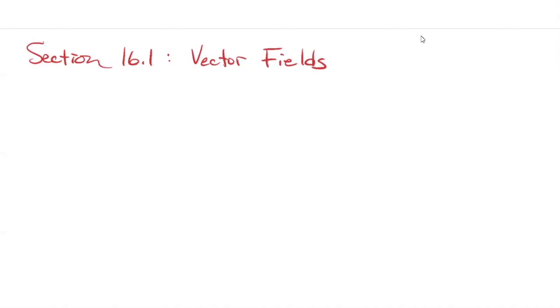So a vector field has a position vector input and some field output. Okay, so I'll just say a field vector output.